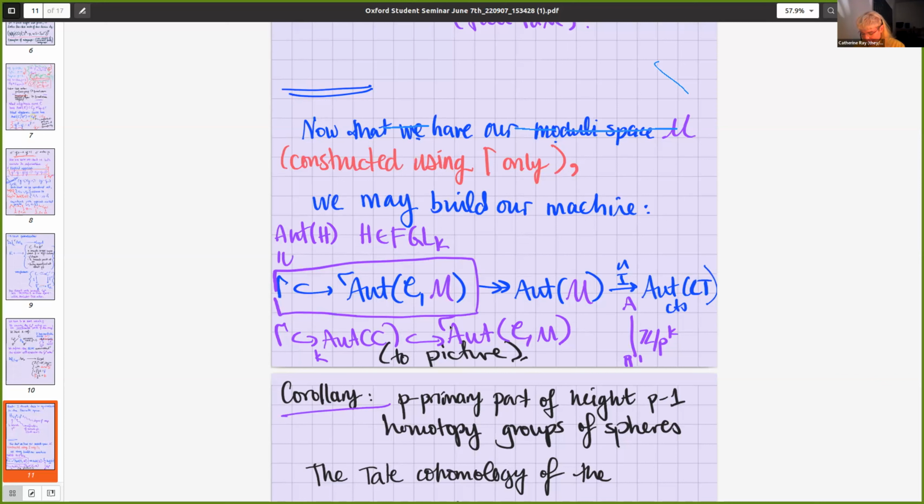I guess the part that I find the most exciting about it is that you can reduce the essential complexity of these really complicated higher height localizations of the sphere to something which is essentially the reduced regular representation of a cyclic group. That I find really, really lovely. Yeah.